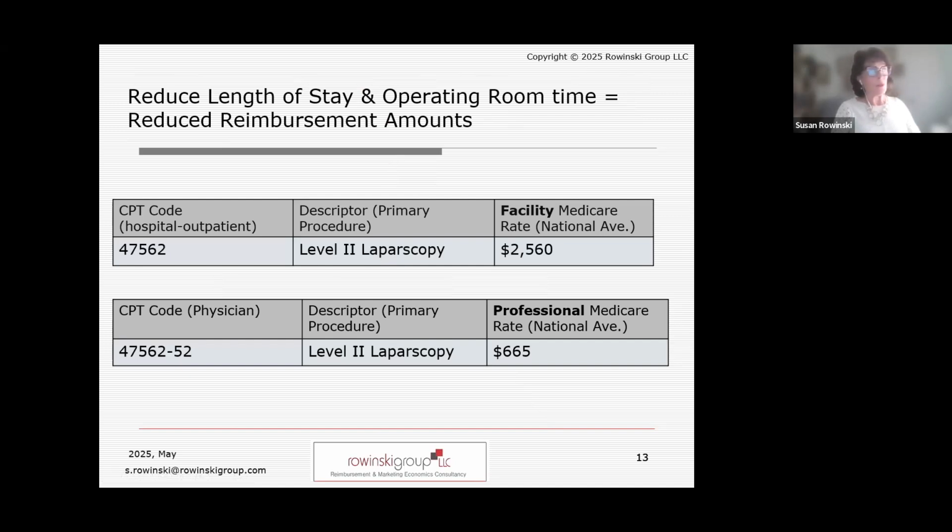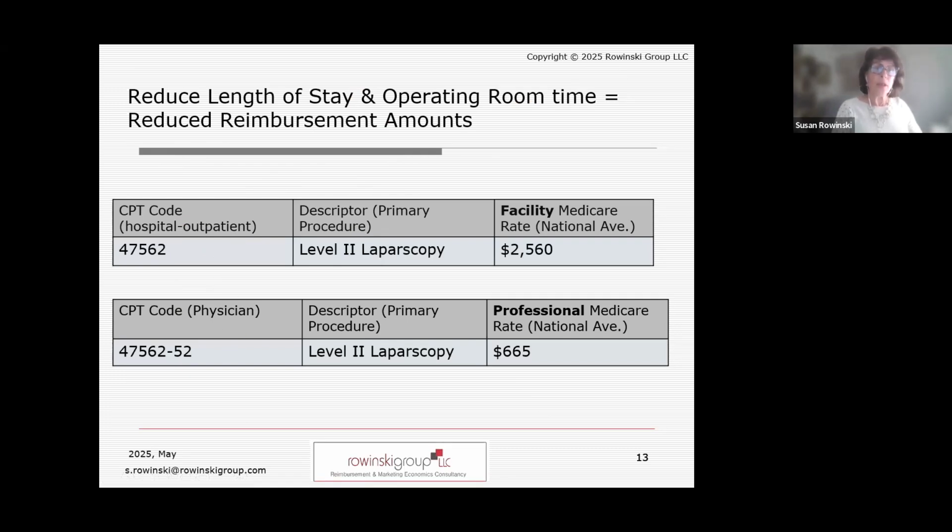So let's look at this in terms of going back to this misconception. And that is, the misconception is I'm reducing length of stay and operating time, therefore I should be reimbursed more. That is not the case. Actually, it would result in reduced reimbursement amounts because I am reducing time, both for the facility as well as the physician.